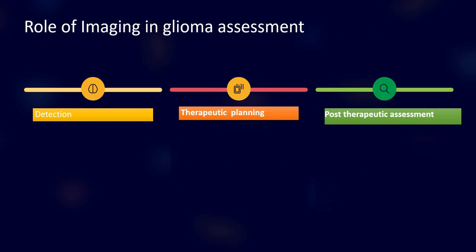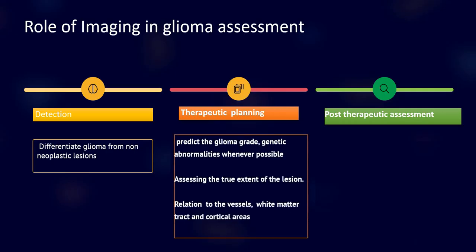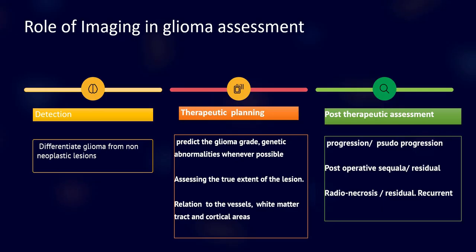The role of imaging in glioma assessment: first is detection and differentiating glioma from non-neoplastic lesion. Second, it helps in therapeutic planning by predicting glioma genetic or molecular subtype whenever possible, assessing true extension of the lesion, and also detecting relation to vessels, white matter tract, and cortical area. After therapy, in post-therapeutic assessment, we have multiple challenges: progression or pseudo-progression, pseudo-response, radionecrosis versus residual or recurrent lesion, post-operative sequelae or residual lesion.